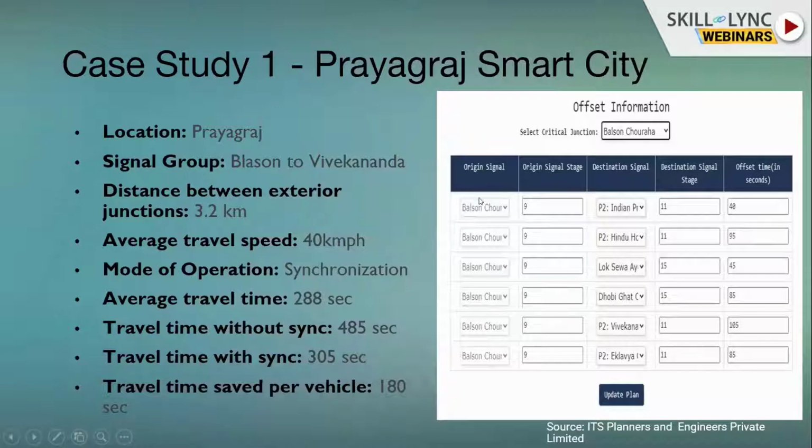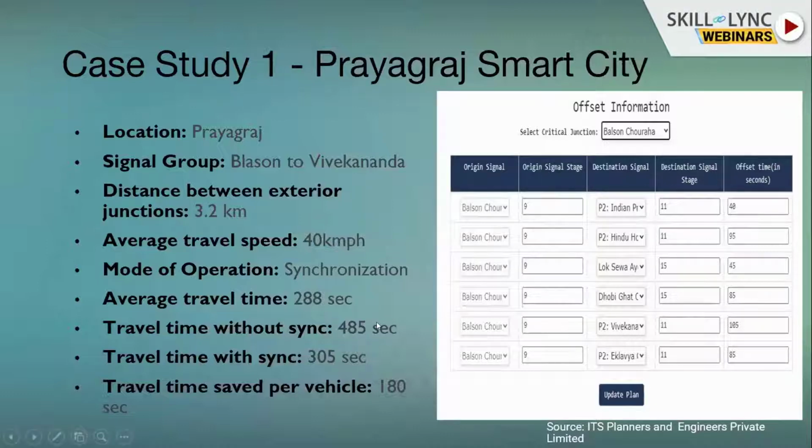So from each junction, you can see here, there is Balsan Chauraha. From Balsan to Indian Press, Balsan to Hindu Hostel, Balsan to Lok Seva. For all the different signals, you have provided some offset. As I've mentioned, you can consider an average travel speed of 40 kmph for a regular urban area. So if it takes 40 seconds to reach from Balsan to Indian Press, you can give an offset of 40 seconds. So by the time you reach Indian Press from Balsan, you already get the green time.